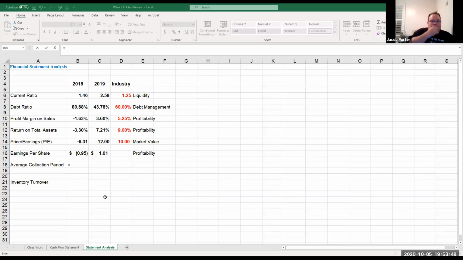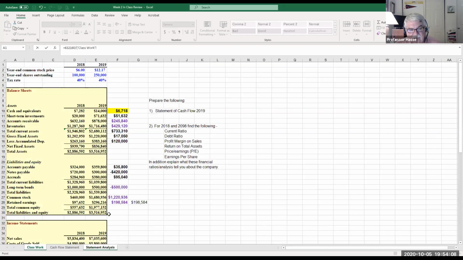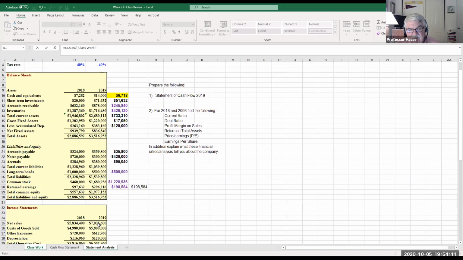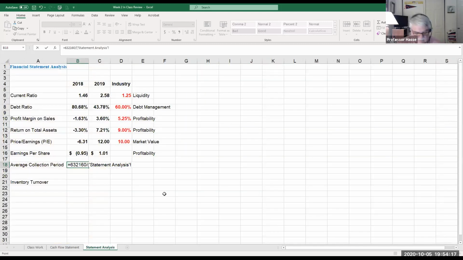So here we go. We go back to this. So our inventory was 632,160. And we're going to divide that by average daily sales. Now, what is that? Average daily sales is the total revenues of the company for the year in 2019. What were our total revenues? $7,035,600. That's our total revenues for the year. 7 million, oops.